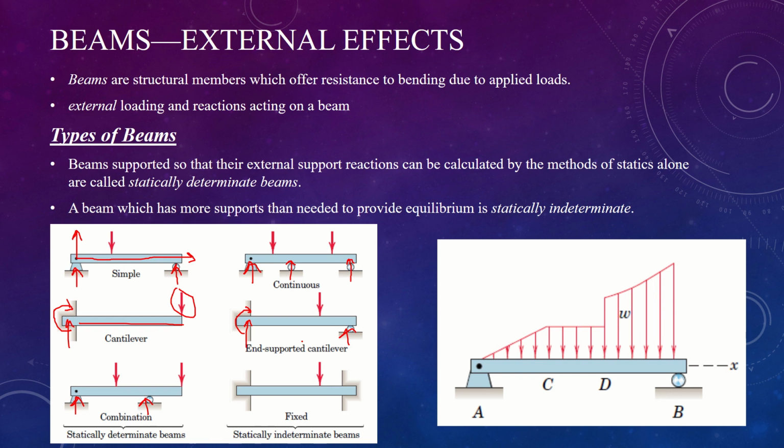And then now you have 4 unknowns at the fixed point. This is a fixed structure. As you can see, you have a reaction on both the ends, and you have a counter moment generated by both ends. So you got 4 unknowns, and the only equations you can generate are the 2. Again, statically indeterminate.